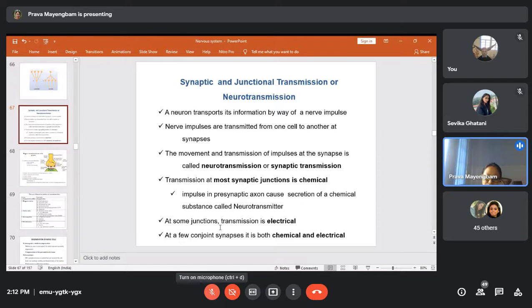At some junctions, the transmission is electrical. That means some junctional transmissions or some synapses are electrical synapses, or the junctional transmission is of electrical type. And at a few conjoined synapses, it is both chemical and electrical. So nothing much to explain here. Already we have discussed.